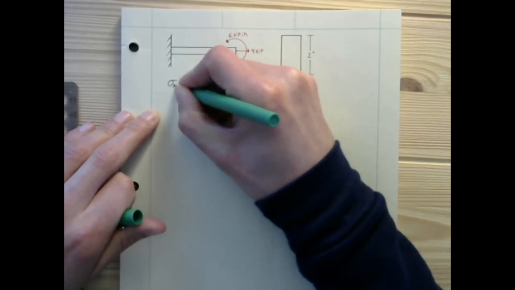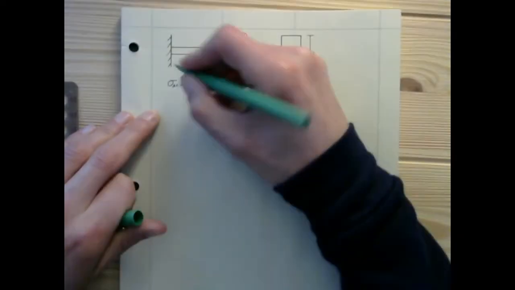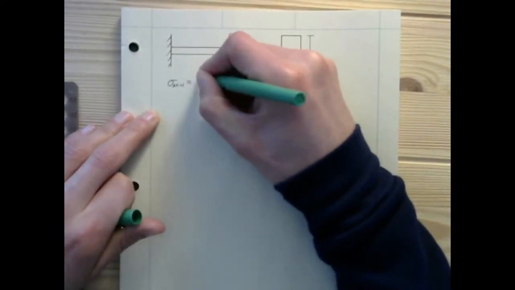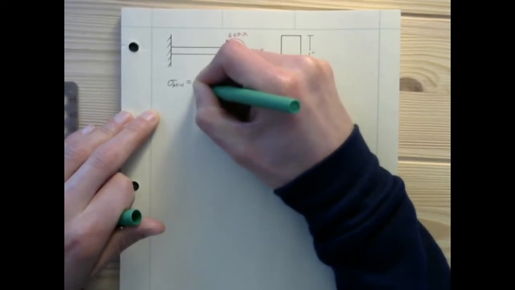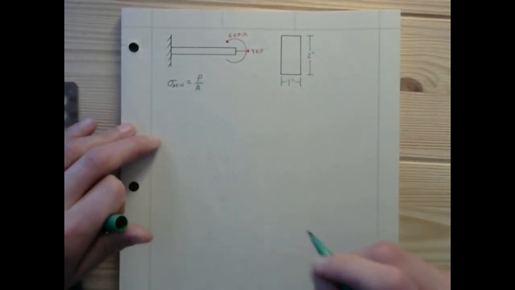And I'm going to call this the normal stress due to axial loads. And it's going to be P over A, the force over the cross-sectional area.